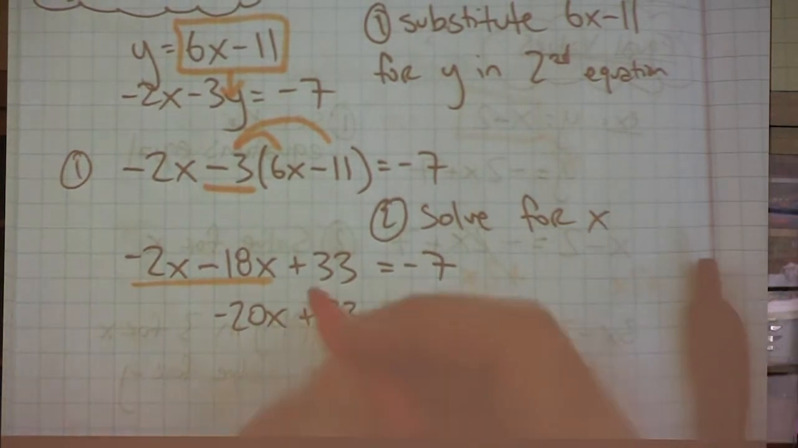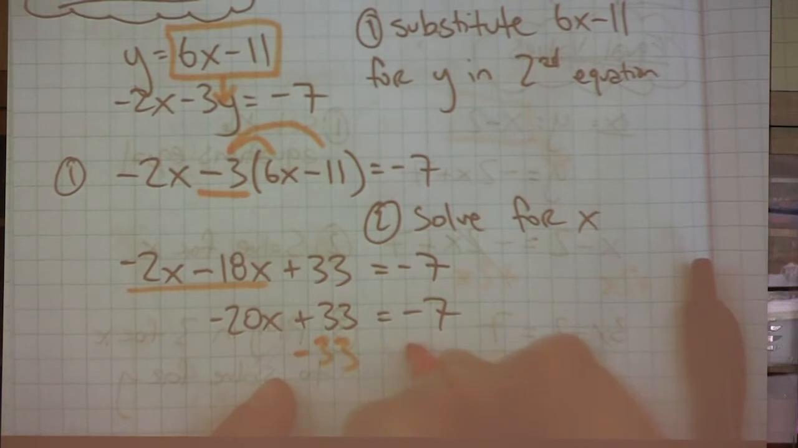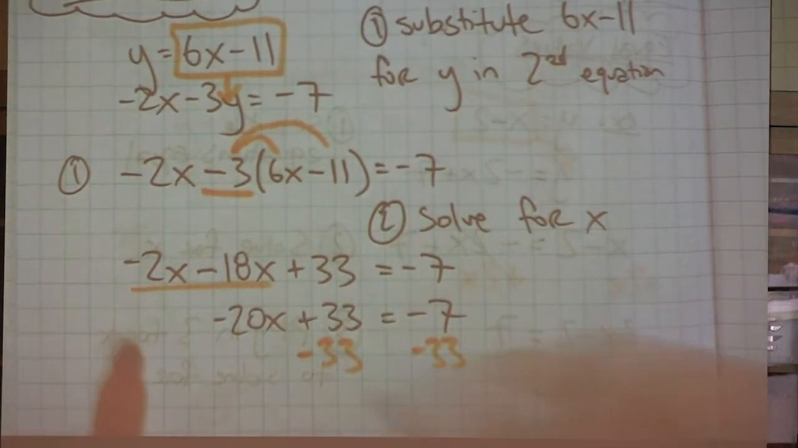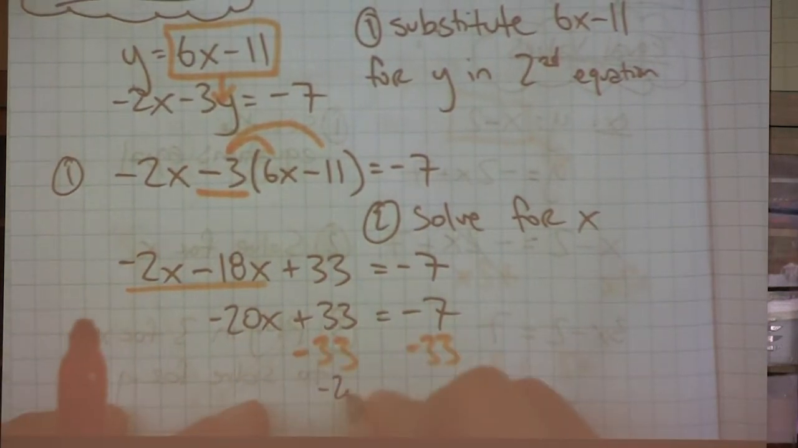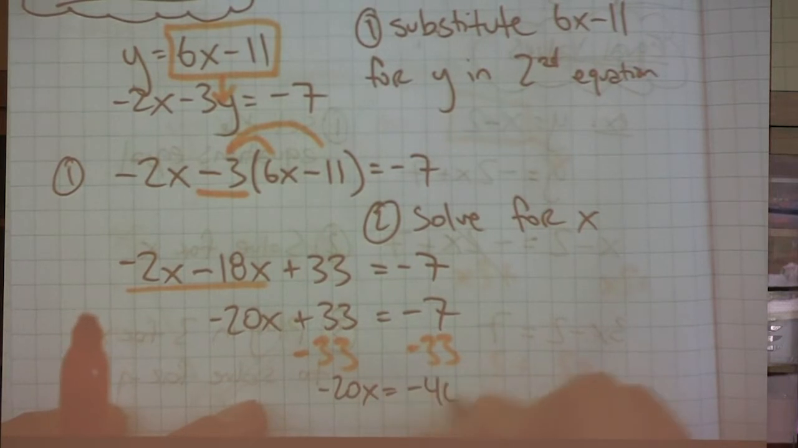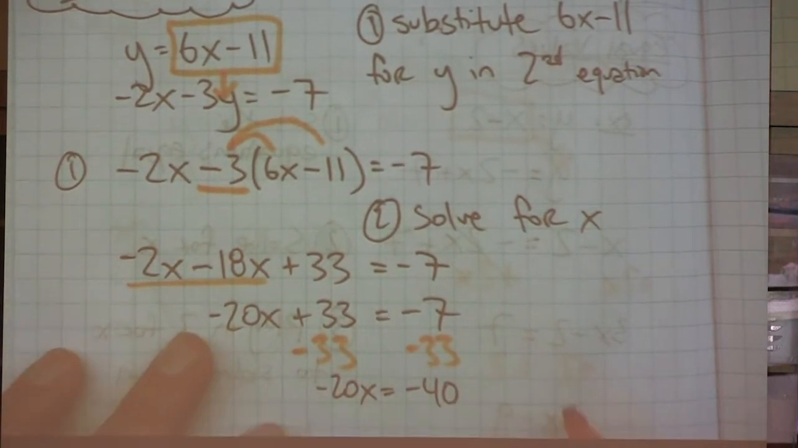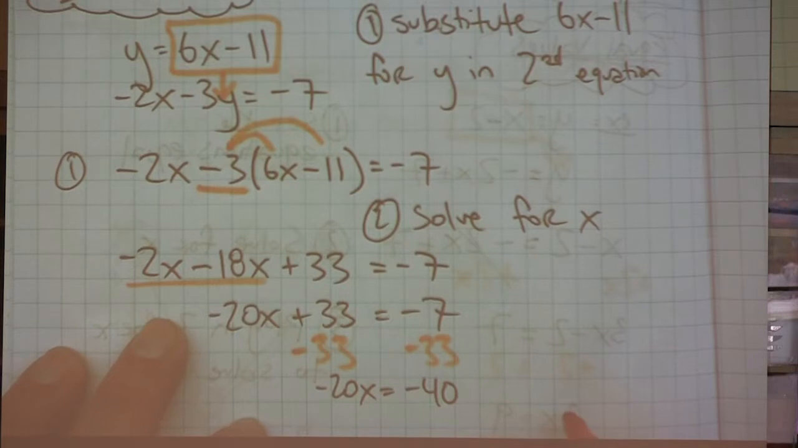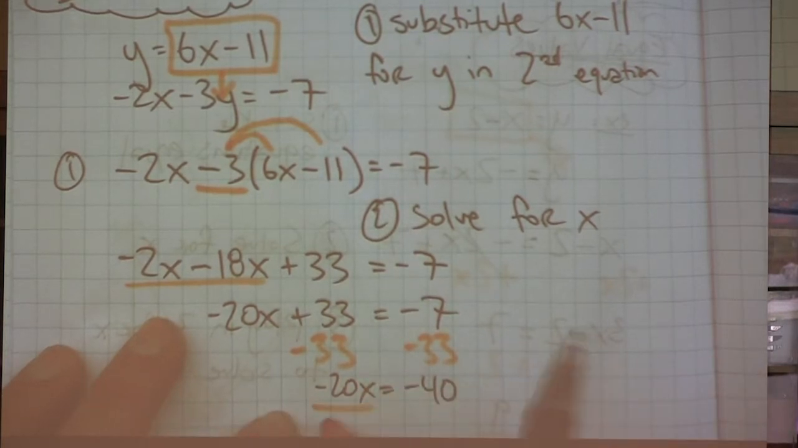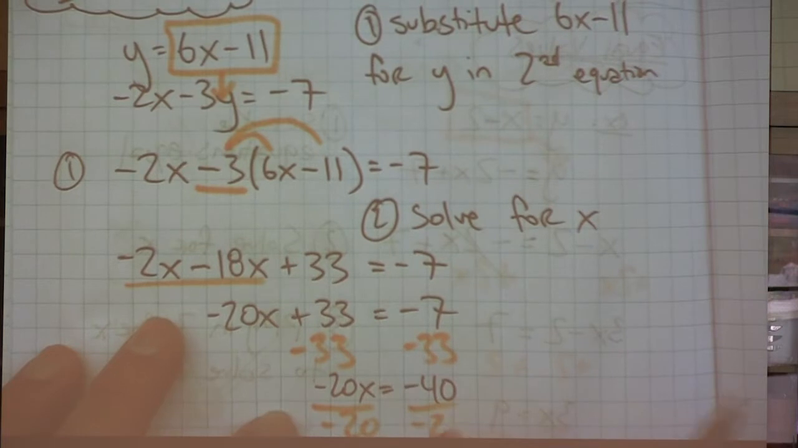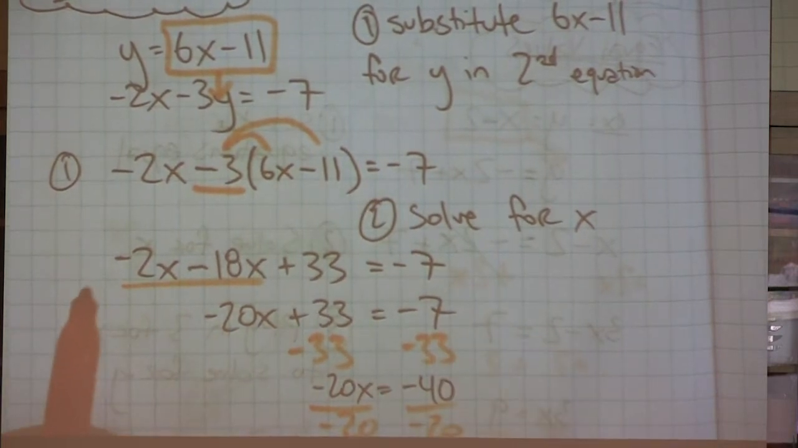Oh, that was good. Minus 33 to both sides. Negative 20x equals negative 40. Elijah, what do I do? Don't you divide it by negative 20? Yeah, good call. Divide by negative 20, and we get x equals 2.